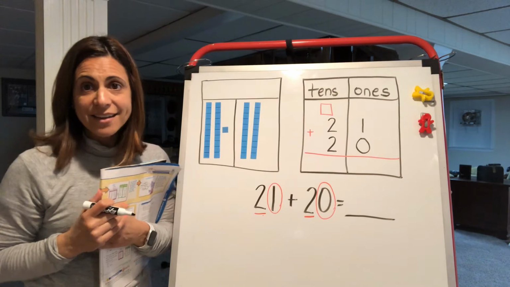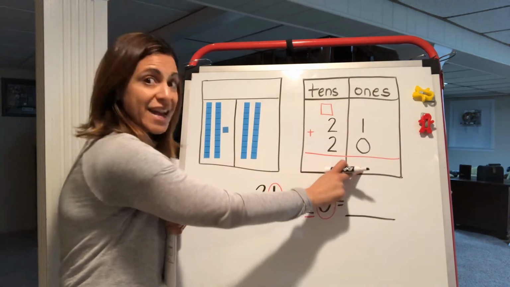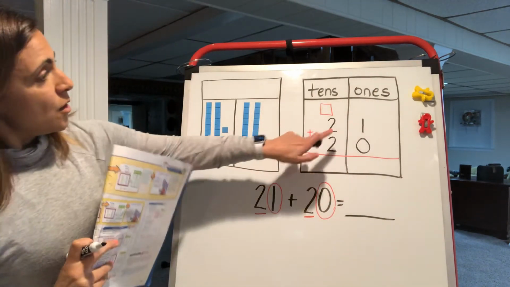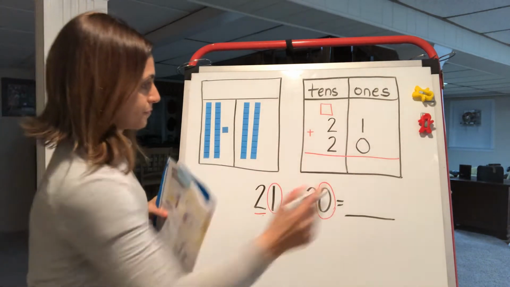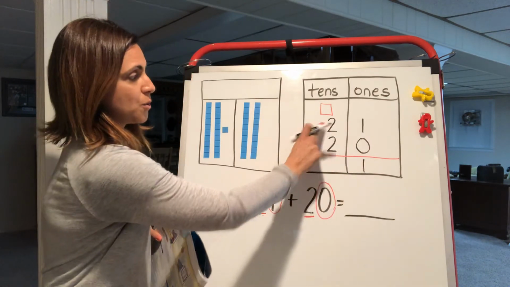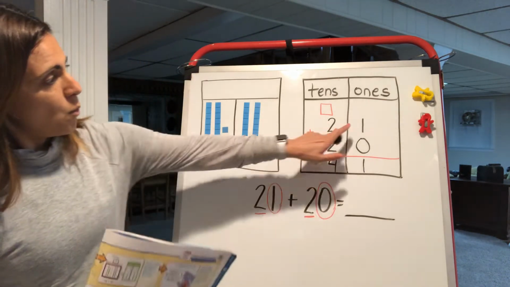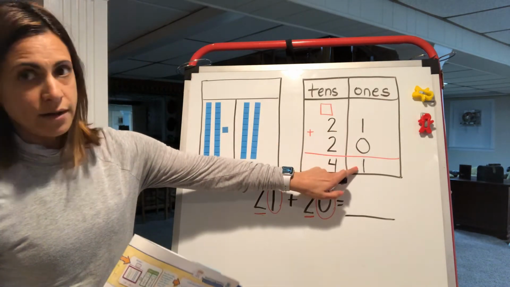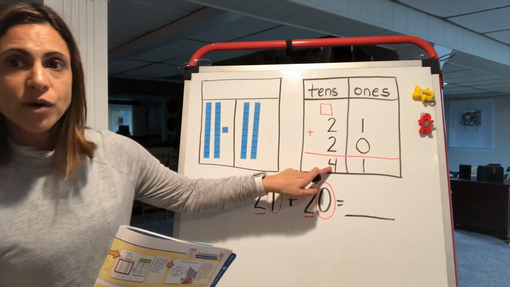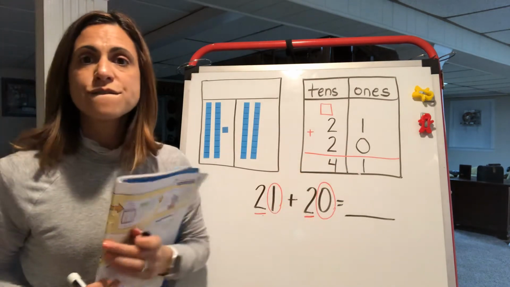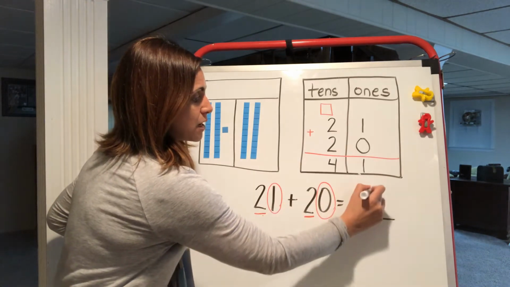Now you're ready to add. Always start with the 1s column. This is a column, it's vertical. So start with the 1s and write your answer underneath it. 1 plus 0 equals 1. 2 plus 2 equals 4. 2 10s plus 2 10s is 4 10s. So we say this number 41. 21 plus 20 equals 41.